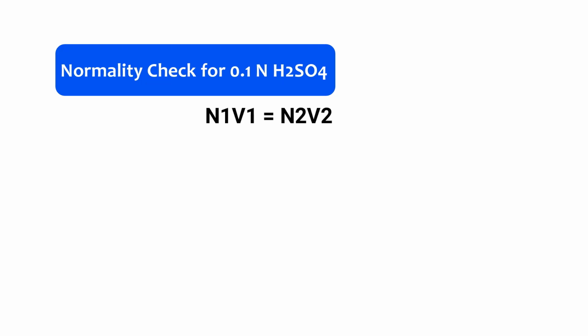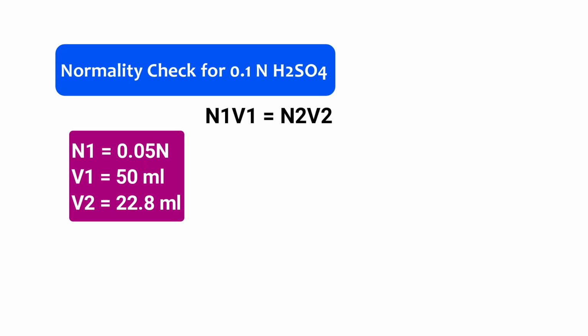So what we can do is, since for N1 and V1, N1 is the normality of the sodium carbonate, which is known to us, which is 0.05 normality, and the volume of sodium carbonate used is 50 ml, and the volume of 0.1 normality sulfuric acid used to titrate the 50 ml sodium carbonate is 22.8 milliliters. So from here we will obtain the N2 value.